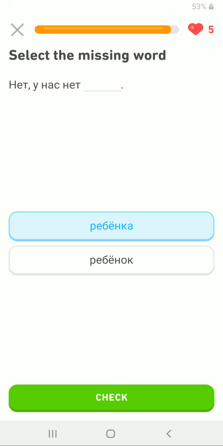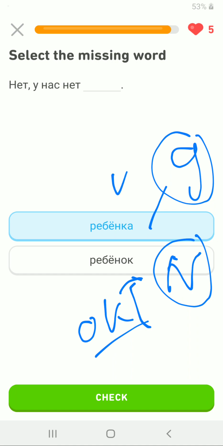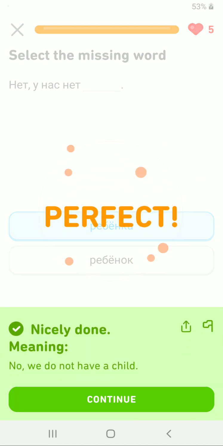ребенка. Here we have to be careful because ребенок is a nominative form, yeah? But this is the genitive form. And you see there is an O and a K, and here there is a K and A, sorry. I'm getting tired. Well, it is very understandable because we are now like 10 minutes past 1 hour. So we should wrap up. So let's do it. Perfect.